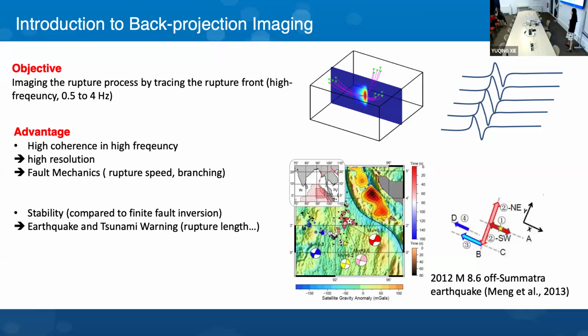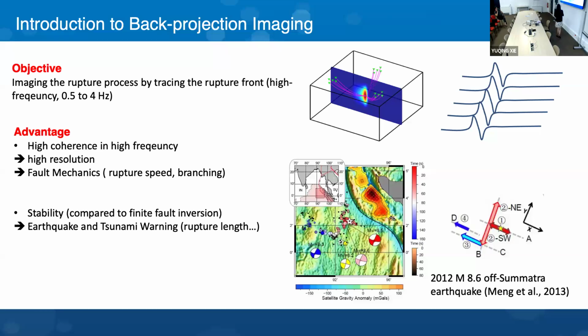You can simplify this result to a cartoon like this. This earthquake ruptured from the epicenter and reached an intersection, and then it branched into two branches. There are a lot of surprising phenomena in this earthquake. Without this very high resolution method, it's very hard to observe these details.